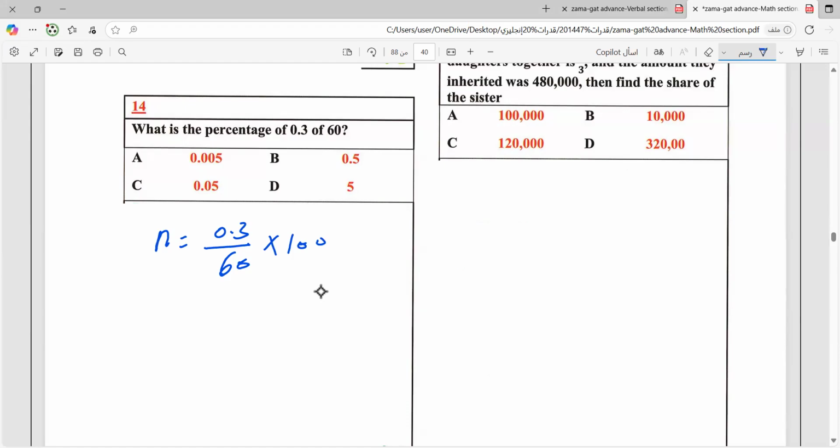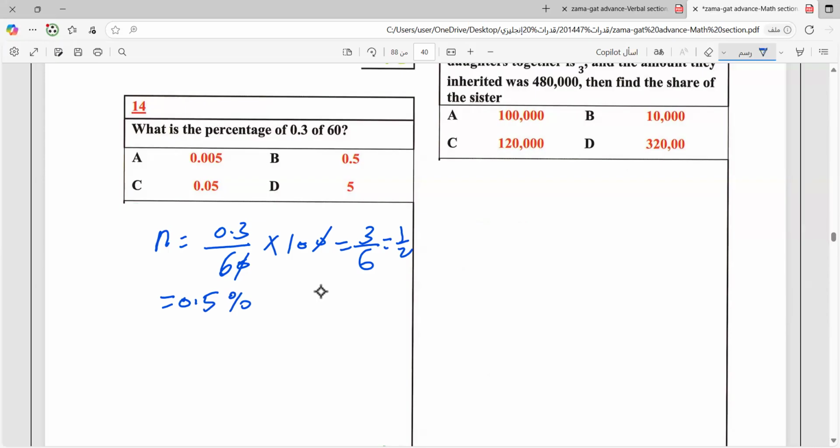We simplify, so 0 with 0. And 0.3 times 10 is 3 over 6. It will be half. So 1/2, which is 0.5, right? Here this 0.5 is the percentage. So we multiply 0.5 by 60? No, this 0.5 is the percentage. That's the answer.